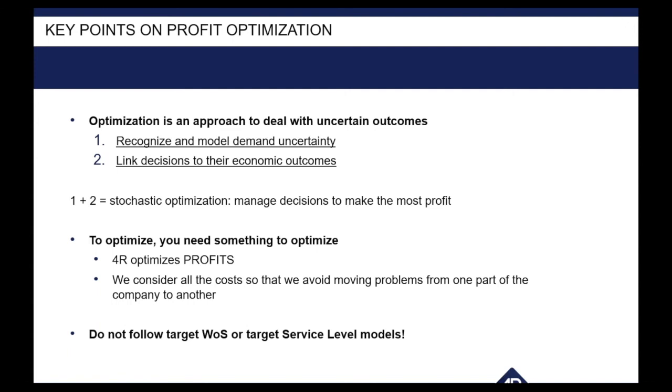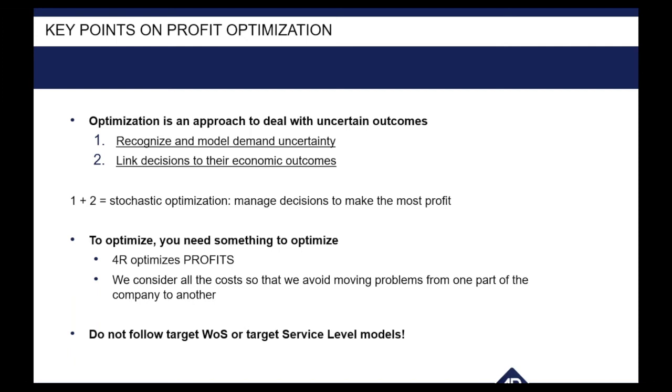Using these two, one and two, in the right way, gives rise to what is known as stochastic optimization, whose goal is to manage decisions to make the most profit. And this is not profit for one part of the retailer. This is global profit.